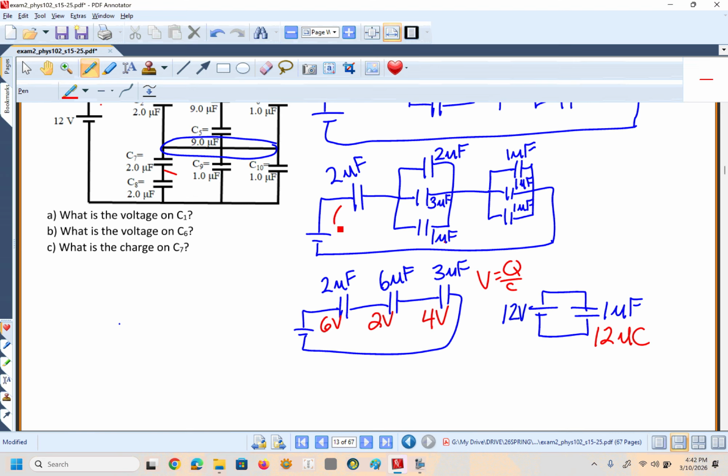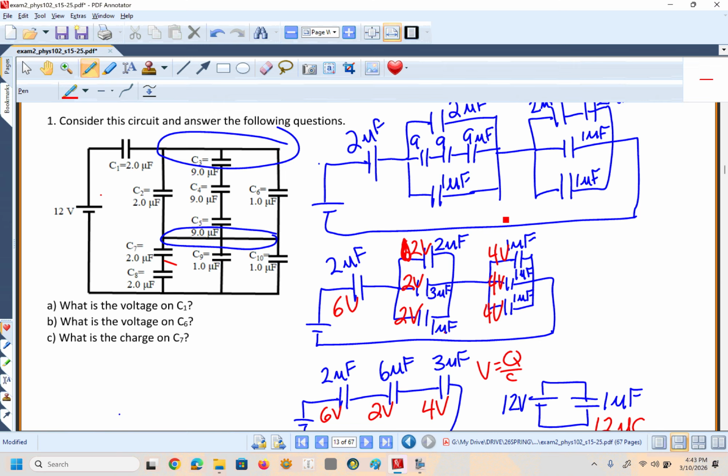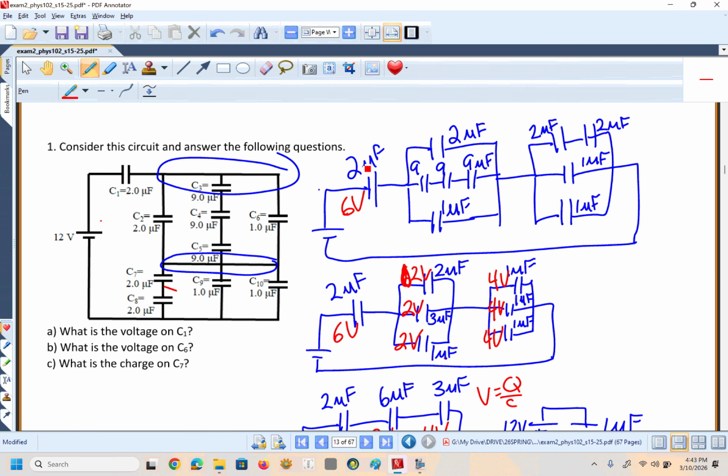I have 6 volts here. I know these are in parallel, so they'll have 2 volts, 2 volts, and 2 volts. And these likewise are in parallel, so I have 4 volts, 4 volts, and 4 volts. Just stepping back, they're in parallel, so they all have the same voltage. I can go back again. This is just carrying that back.